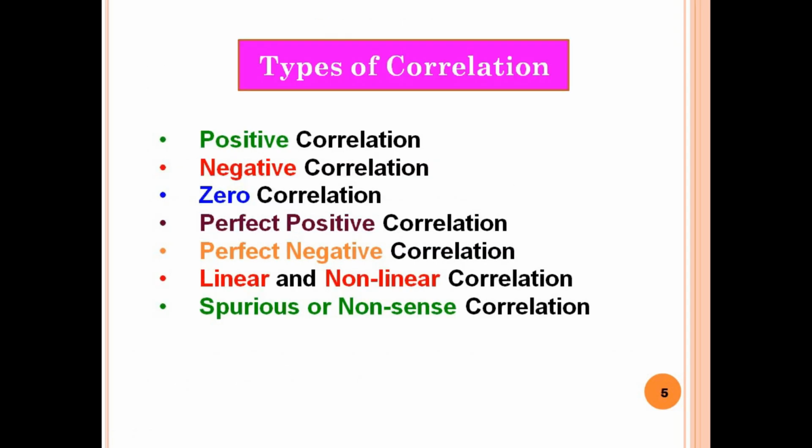Next, types of correlation. There are lots of types of correlation. The first one is positive correlation, second negative correlation, zero correlation, perfect positive correlation, perfect negative correlation, linear and non-linear correlation, spurious or nonsense correlation. So how can we explain all these correlations?